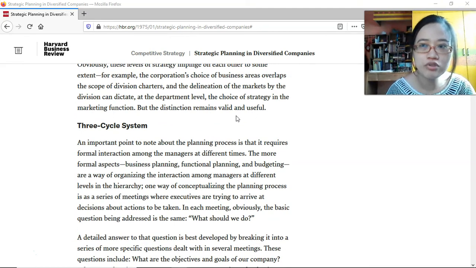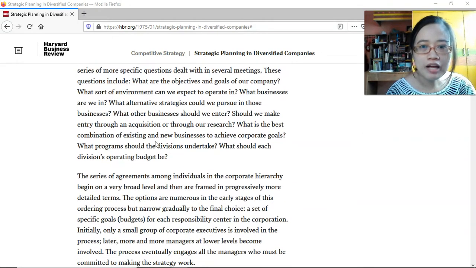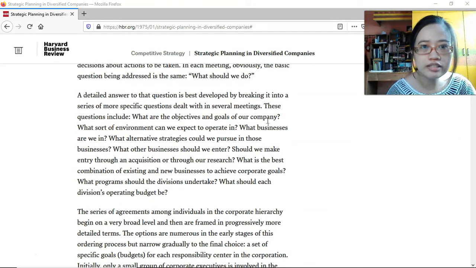Kasi sometimes naman yung functions, they do not only support one division. Sometimes they can also support numerous divisions. So, ito na yung magiging focus ng discussion natin, 3-cycle system. So, pagdating dun sa planning process, merong cycle na tinatawag. Paano ba siya nangyayari? Ito yung isa.